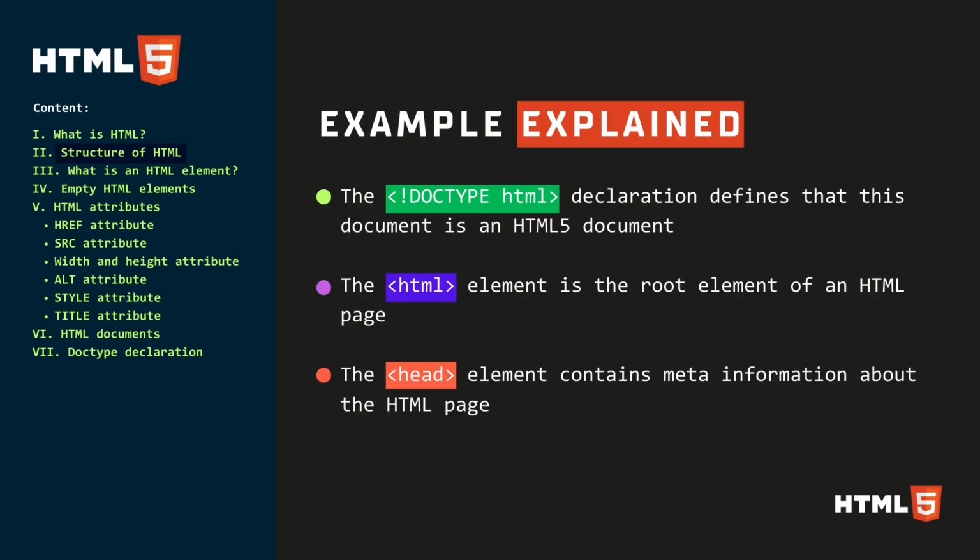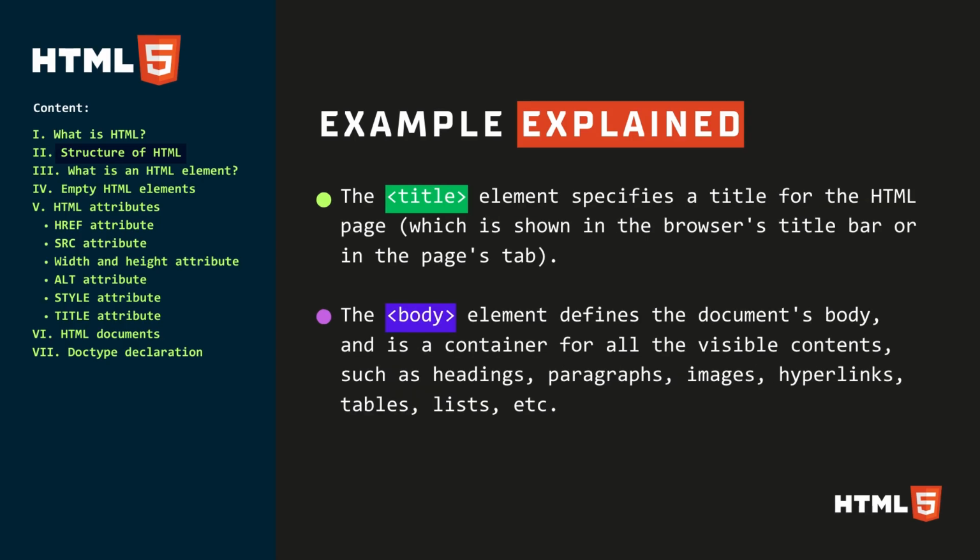Example explained. The <!DOCTYPE html> declaration defines that this document is an HTML5 document. The <html> element is the root element of an HTML page. The <head> element contains meta information about the HTML page. The <title> element specifies a title for the HTML page, which is shown in the browser's title bar or in the page's tab.